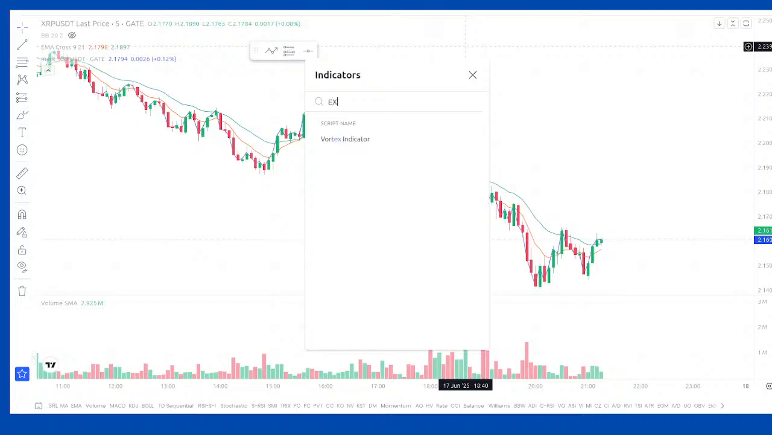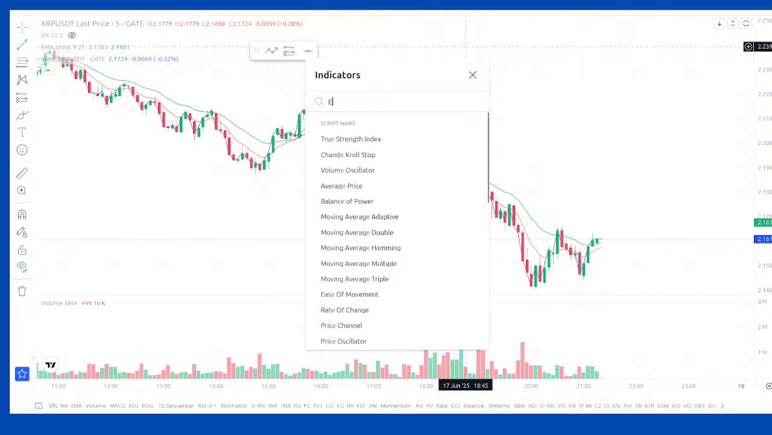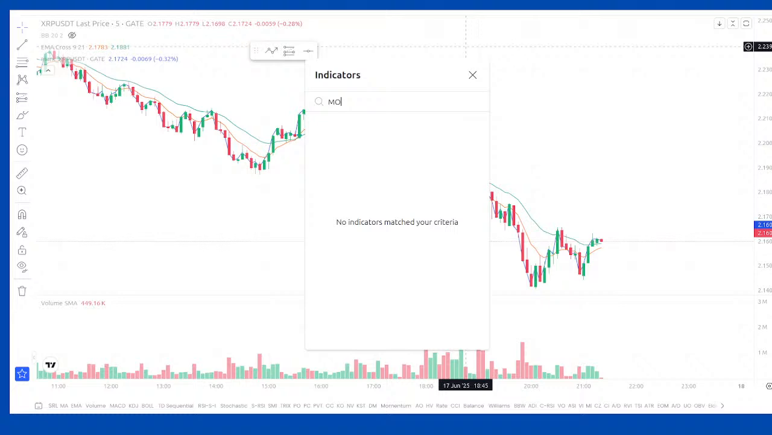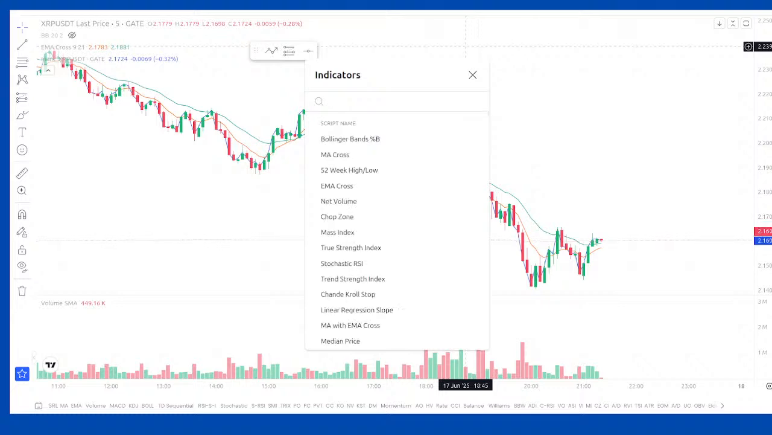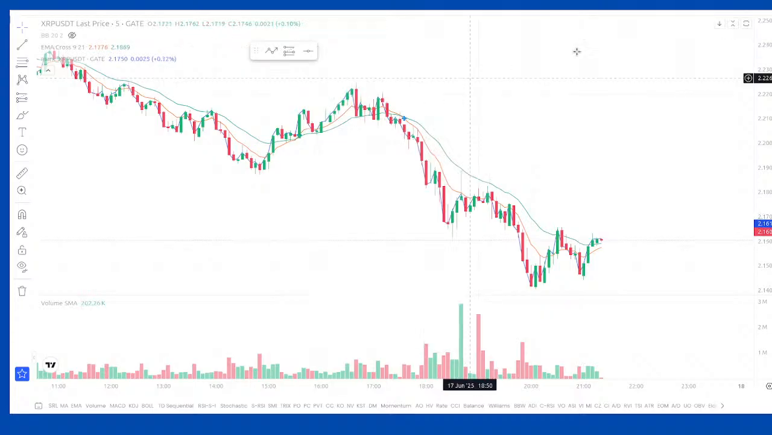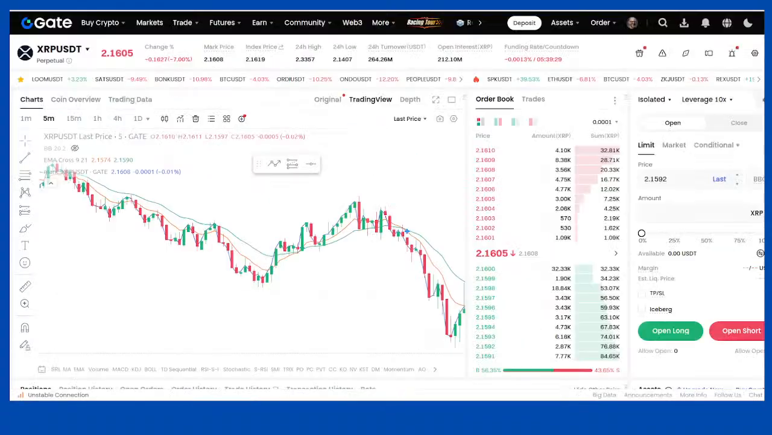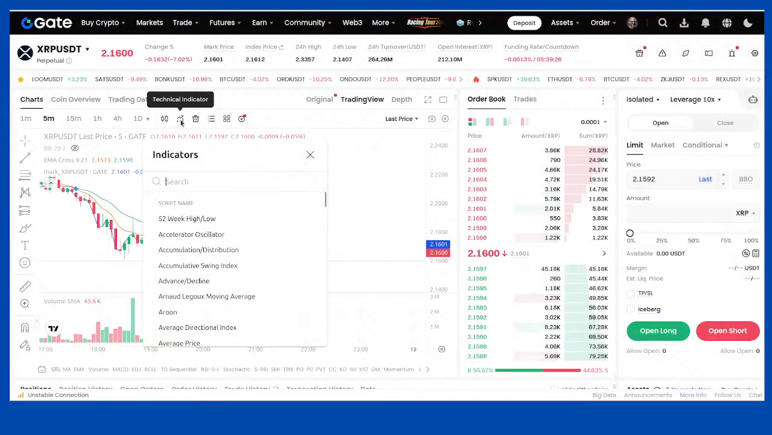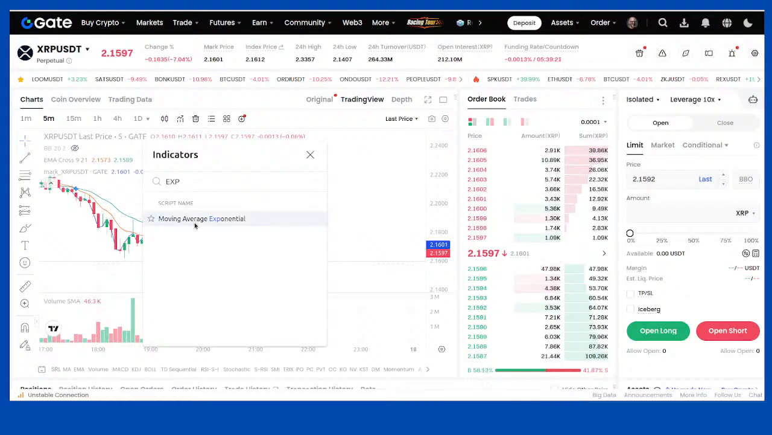Let me search exponential. It says no indicator matches your criteria. Moving average exponential, right? You can search moving average exponential. Why is it not showing? Or rather, EMA. You can still go back. We have the abbreviation I want to use here. Let me search from here. Then I just search exponential. Yeah, exponential moving average.